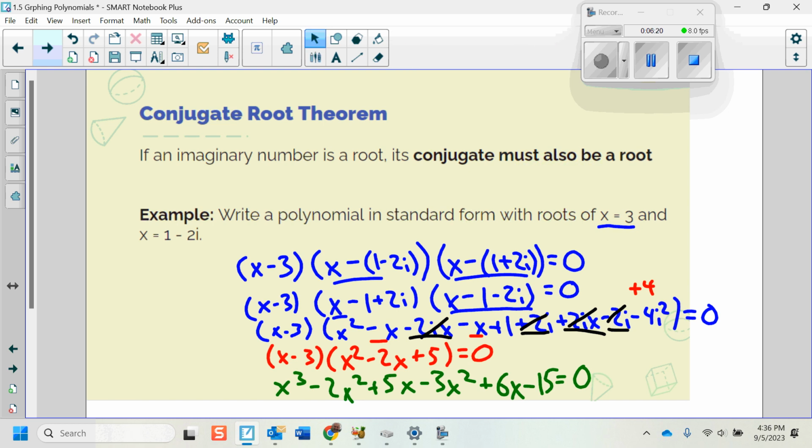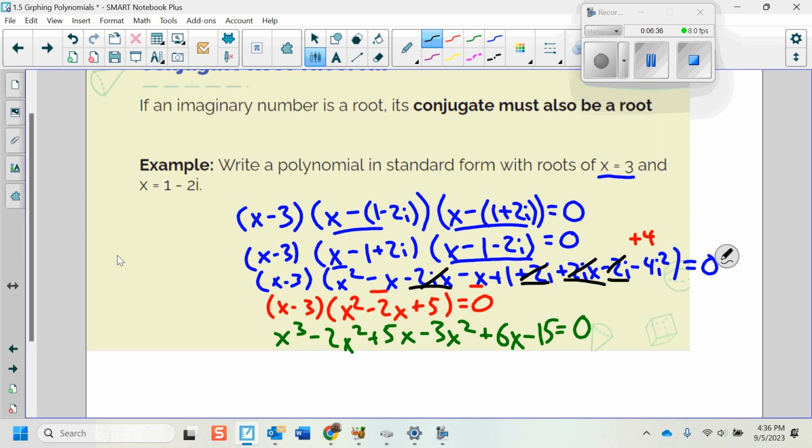Now to get a final answer in standard form, I'm going to have x cubed. Let me go ahead and do this. Okay, now I say x cubed minus 2x squared minus 3x squared is minus 5x squared, plus 5x plus 6x is plus 11x, minus 15 equals 0. And that's my final answer. That's standard form.